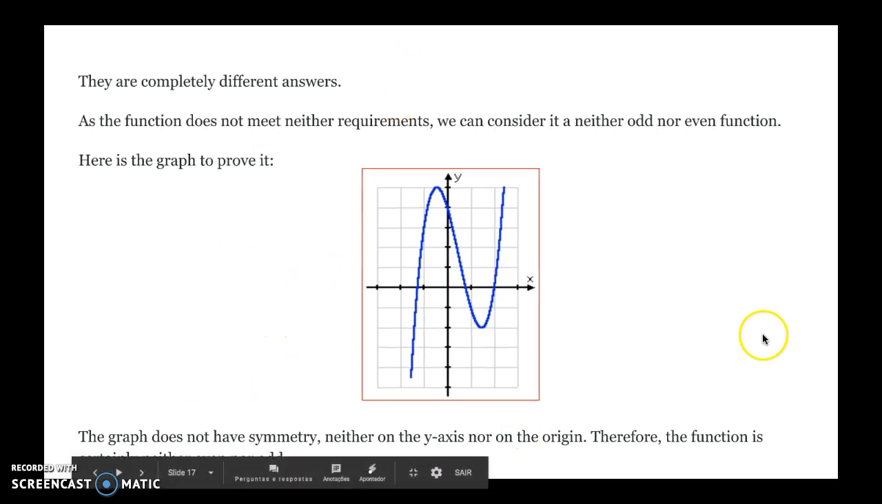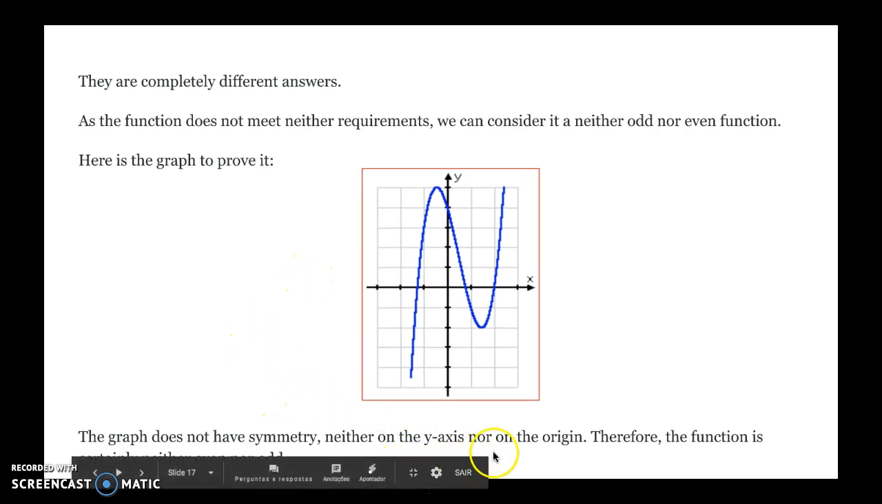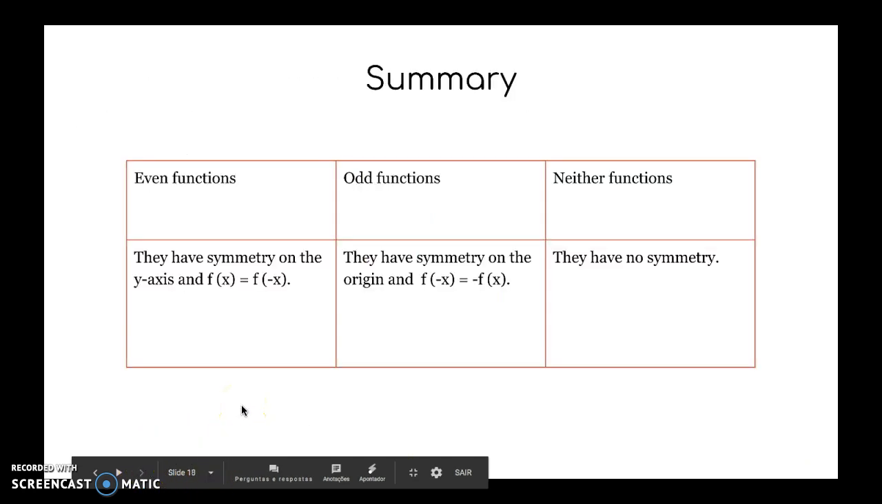And here's the graph to show that it is a neither function because it does not have y-axis symmetry. This side is not the same as this side, and it does not have origin symmetry because this side is not this side upside down. So the graph does not have symmetry, neither on the y-axis nor on the origin. Therefore, the function is neither odd nor even.